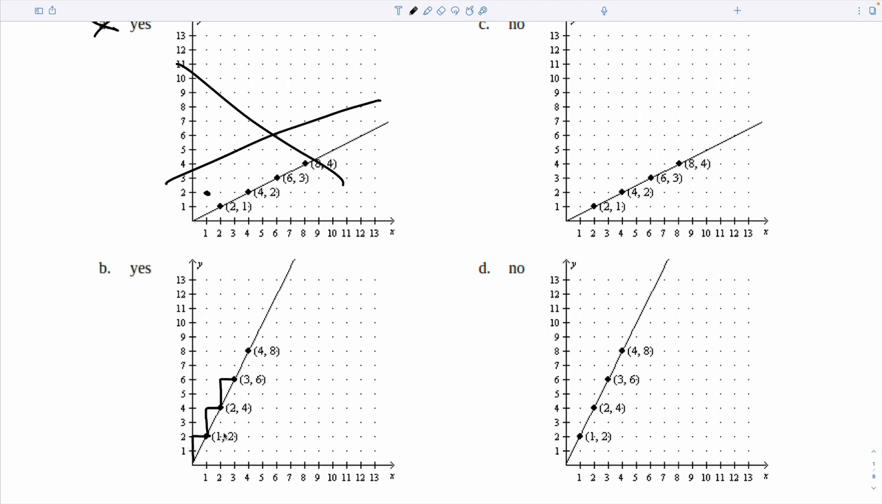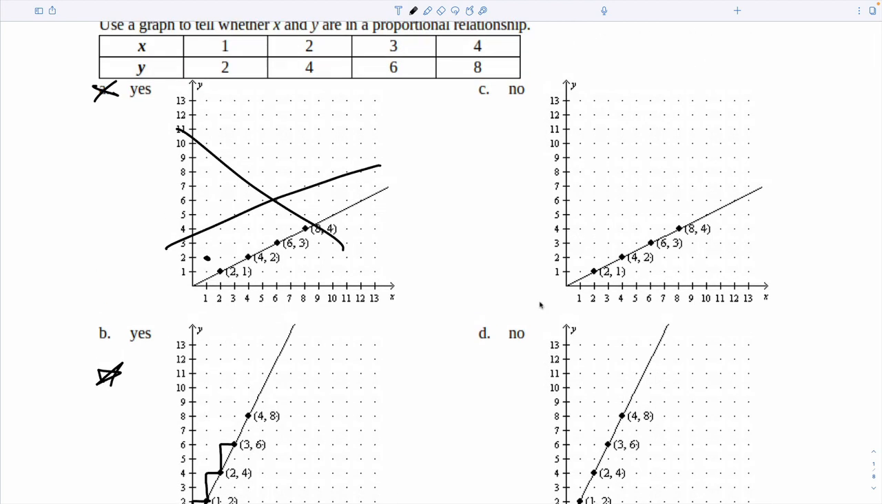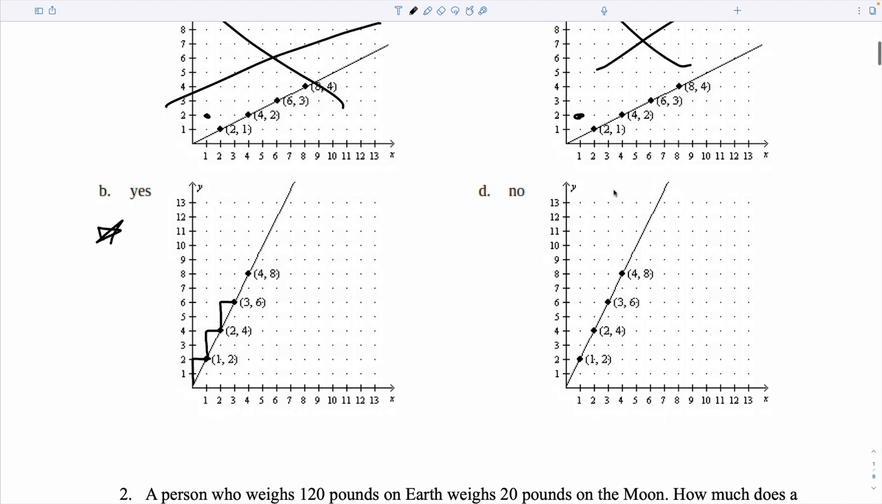This does match, so this might be the answer. C does not go through 1, 2. Cross it out. And D looks like B, so this could be an answer. It goes up 2 over 1. Okay, so which one of these is the answer? Is this proportional? Yes or no? And if you see it go through the origin and it has a constant, you know the answer is yes.